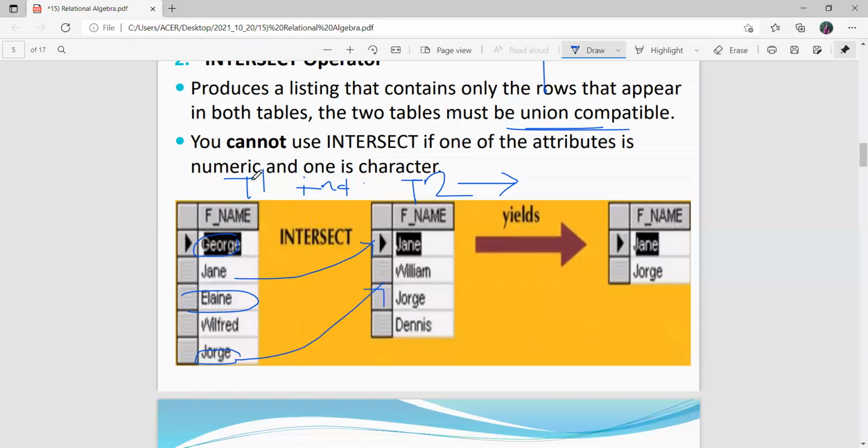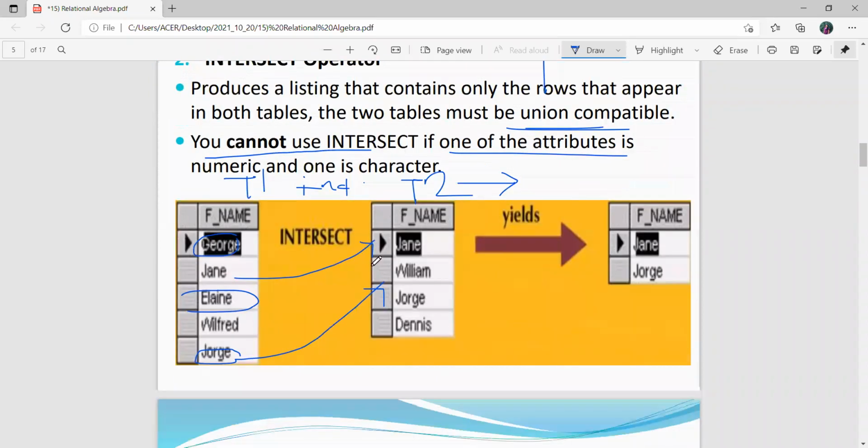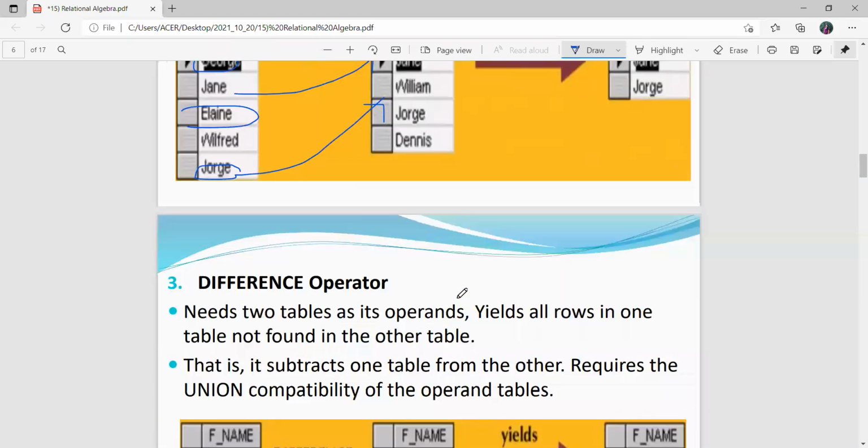So when we consider T intersect T2, there are two outputs, John and George. This output means intersect provides the same rows in the two tables. To perform this, you cannot use intersect if one attribute is numeric and the other attribute is a character one. So it is needed to have the same data type for both tables. Is it clear?